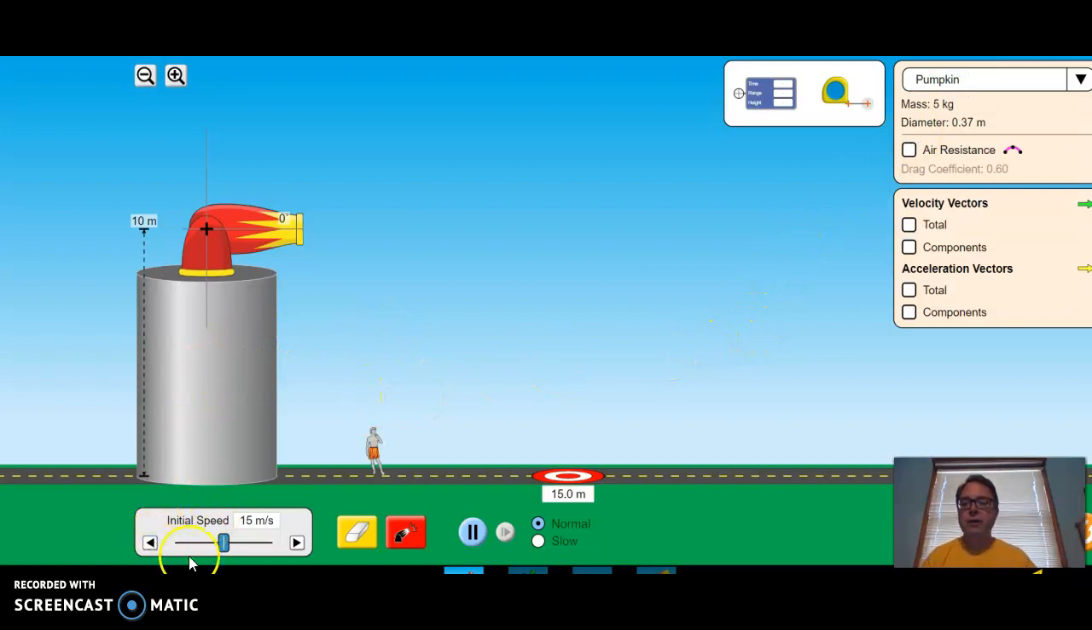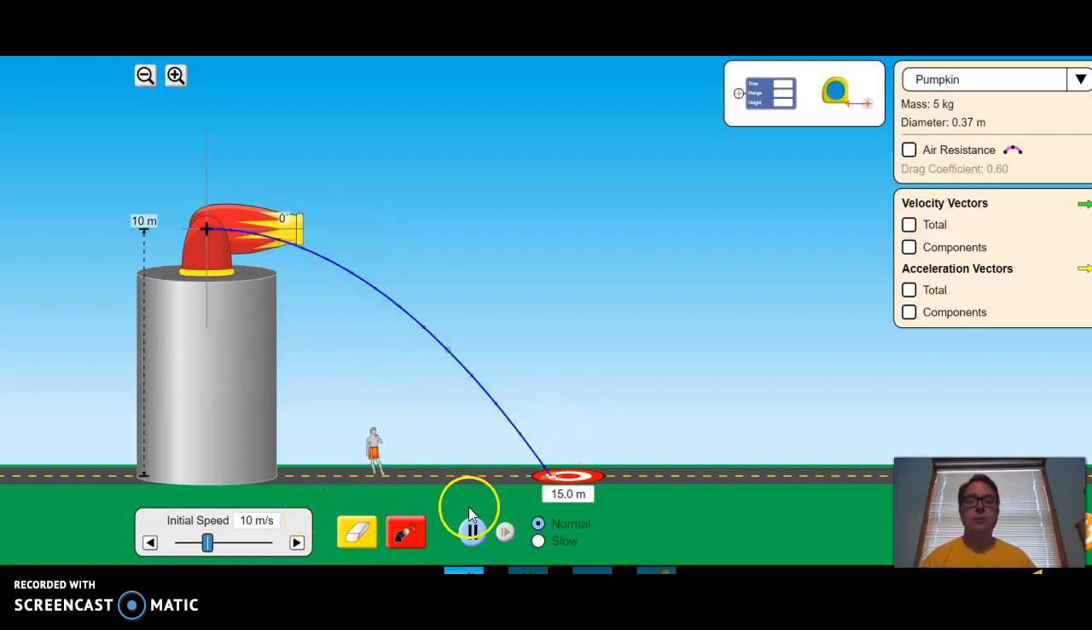And then going over here, I want to also show you another important thing. We can change the speed. The initial speed of the launch starts at 15 meters per second. It can go all the way up to 30 meters per second, or down to 0 meters per second. So let's start with 10. And the way you fire your cannon is by hitting this red button here. So I'm going to fire.